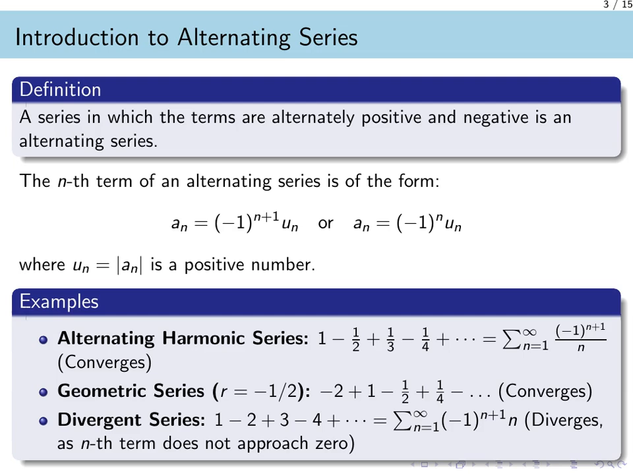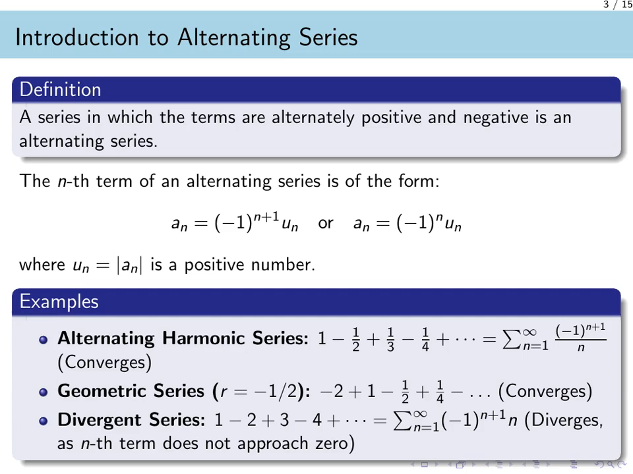Let us look at three key examples. First is the alternating harmonic series, which is 1 minus 1/2 plus 1/3, and so on. As we will soon prove, this series converges. The second example is an alternating geometric series, where the ratio is -1/2. Since the absolute value of this ratio is less than 1, we already know it converges.